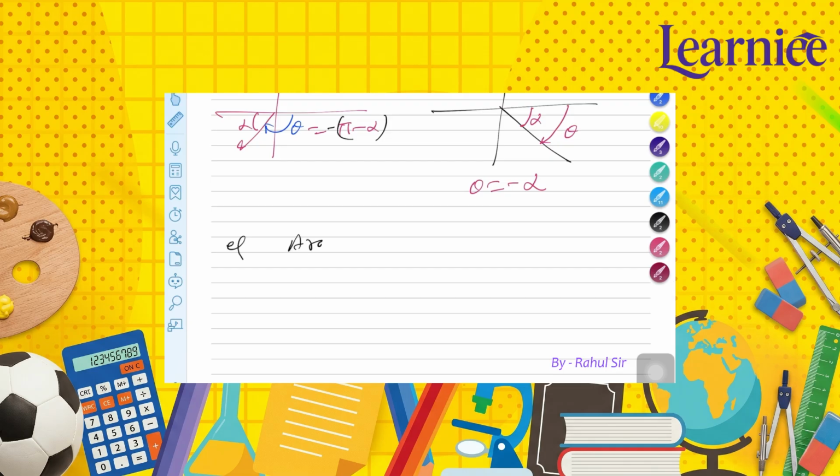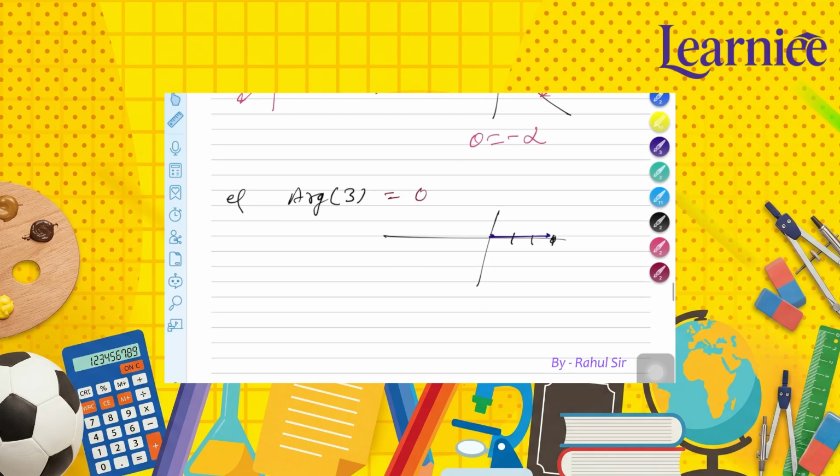If I ask what is the argument of the value 3, where does 3 lie? 3 lies somewhere here. So what is the argument here? 0. Because the argument is the angle measured with respect to the positive direction of the x-axis in an anti-clockwise sense. But since it is lying on the x-axis, the argument of this particular number 3 is 0.